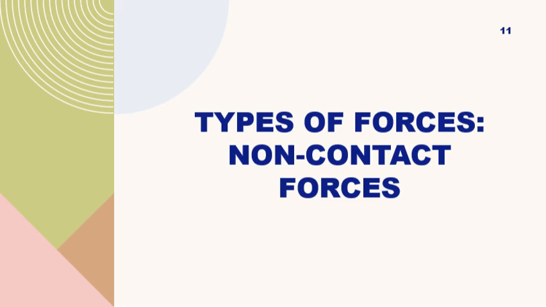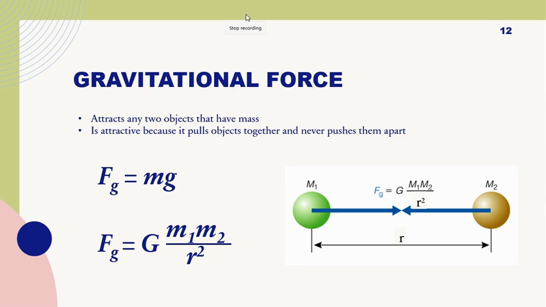Now we'll talk about the types of non-contact forces. In AP Physics 1, you'll only be dealing with one non-contact force, and that is the gravitational force. You would write this as F sub G. The gravitational force attracts any two objects that have mass. It is attractive because it pulls objects together and never pushes them apart.